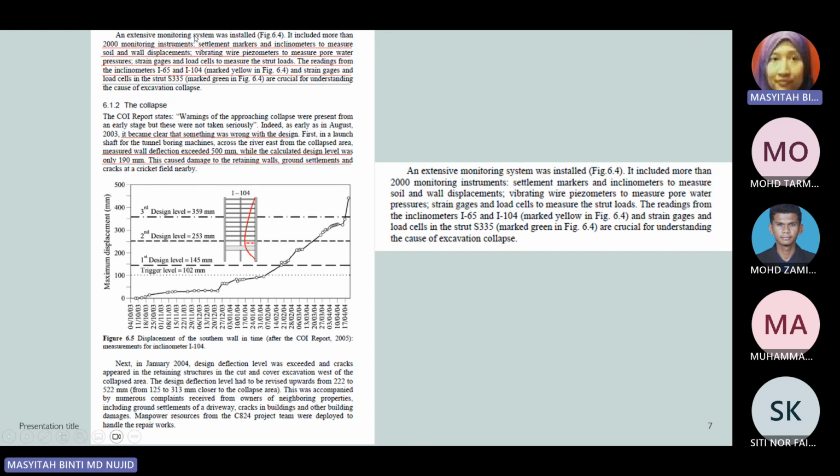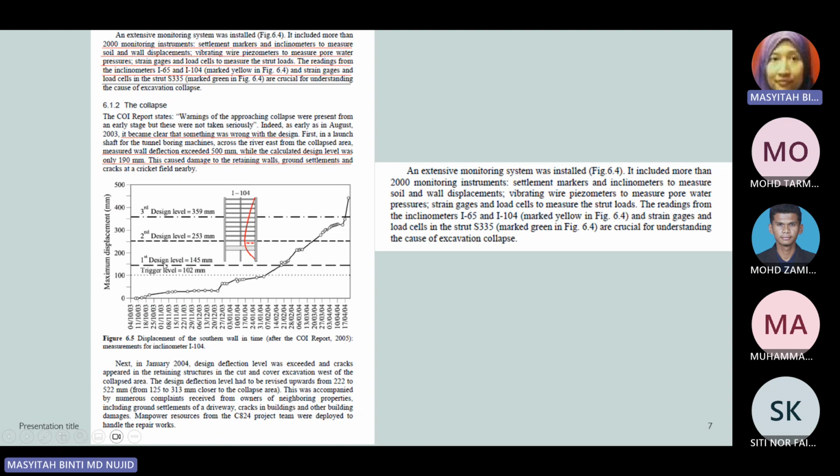Okay, an extensive monitoring system was installed. It included more than 2,000 monitoring instruments: settlement markers, inclinometers to measure soil and water displacement, vibrating wire piezometers to measure pore water pressure, strain gauges, and load cells to measure the strut loads. So the readings from inclinometers I65 and I104, and the strain gauges and load cells in the struts, are crucial for understanding the cause of the excavation collapse.